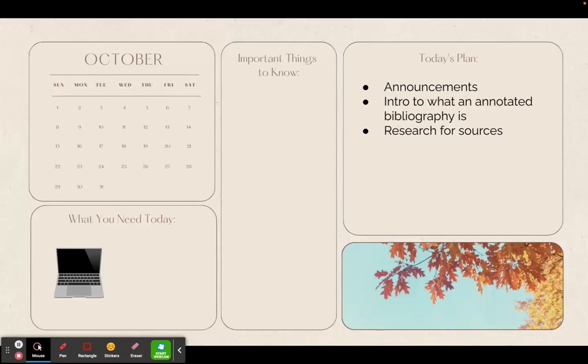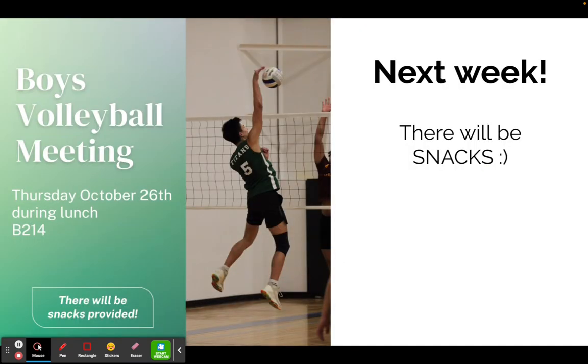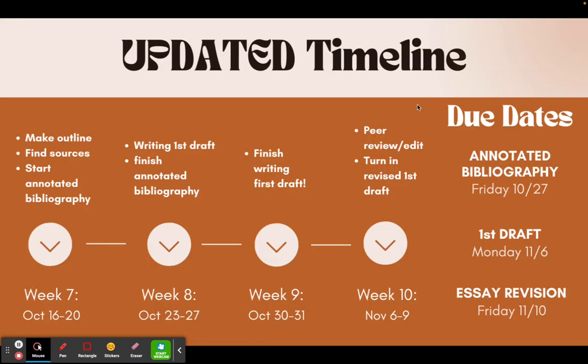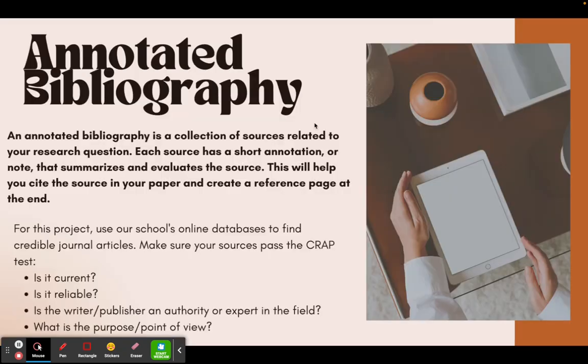The plan for this week is to get started with our research paper in terms of creating an annotated bibliography and finishing finding our sources. So, this is an updated timeline that you need to be aware of. Again, this week it's all about making an outline, finding all of our sources, and then starting the process of our annotated bibliography. These are some key due dates that you need to be aware of, so you can kind of see where we're going to be headed in the next few weeks with this little research unit.